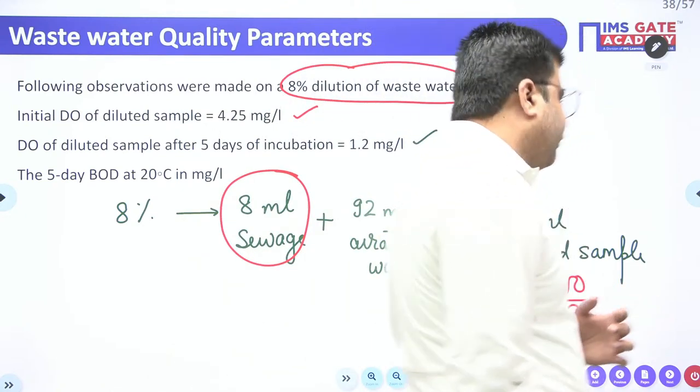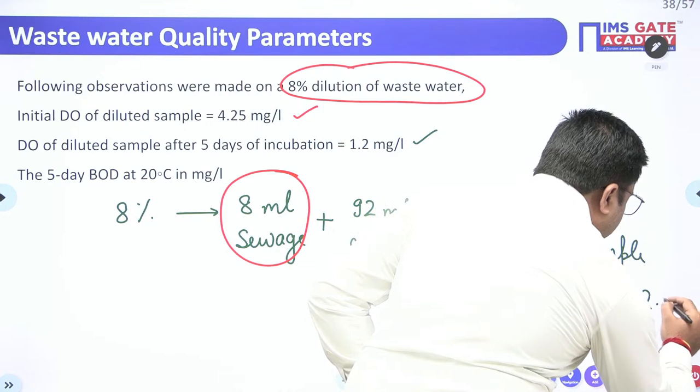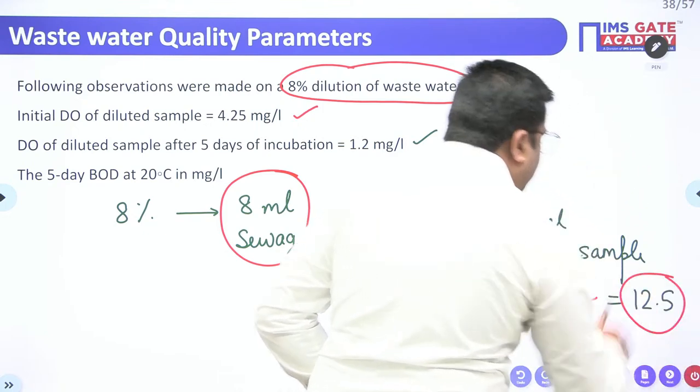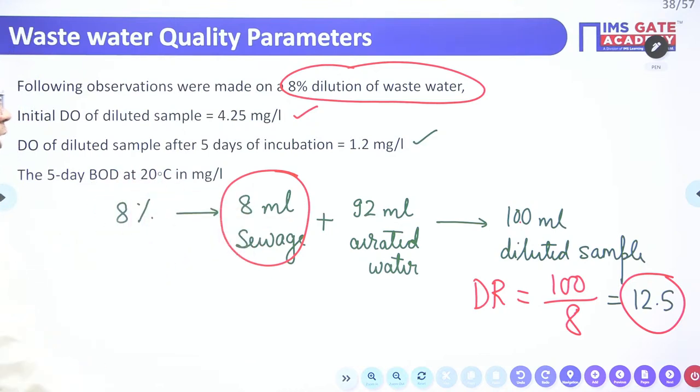Get me the value of dilution ratio. It is 12.5. Correct, Hitesh. So 12.5 is the dilution ratio. You have the initial DO, you have the final DO, you have the dilution ratio. You can simply calculate the BOD 5.